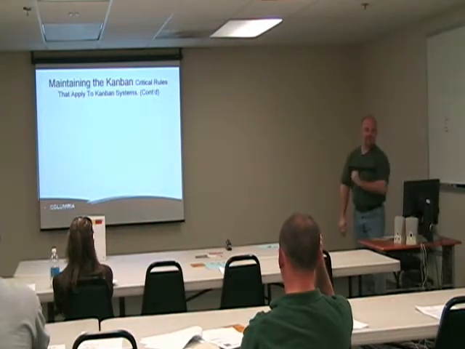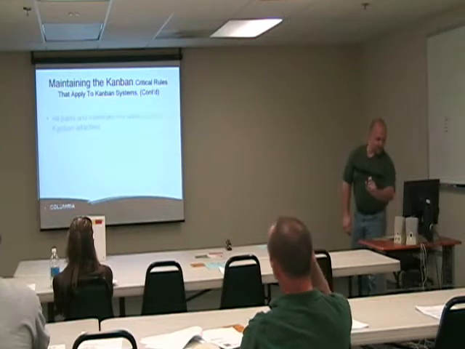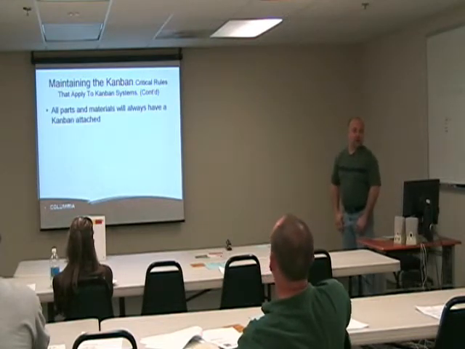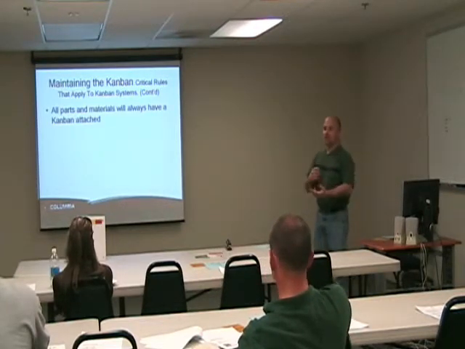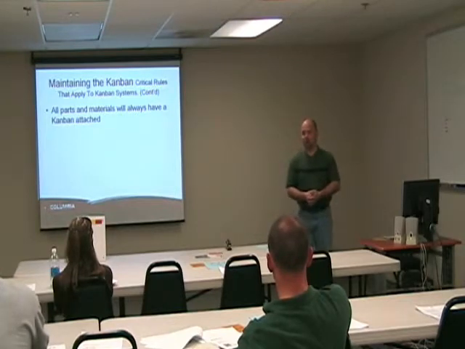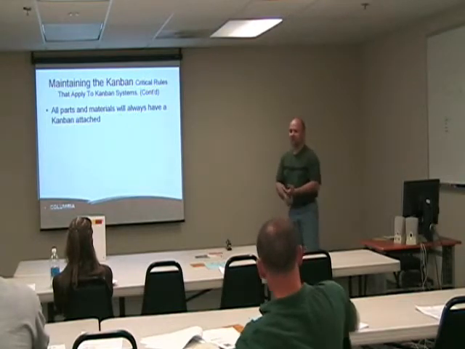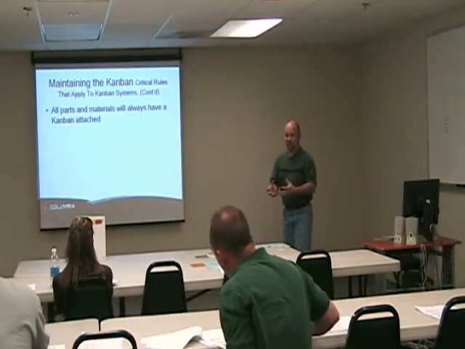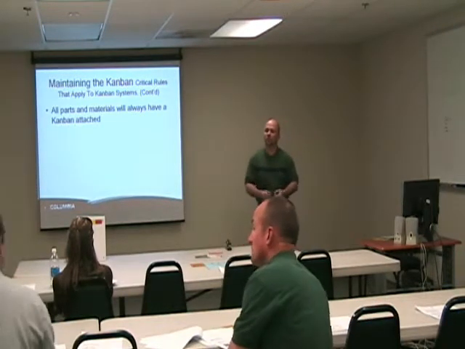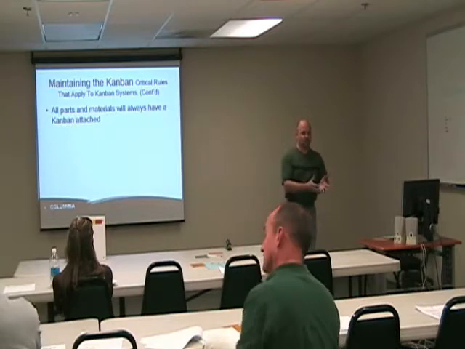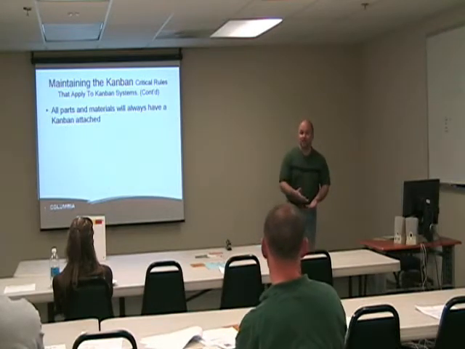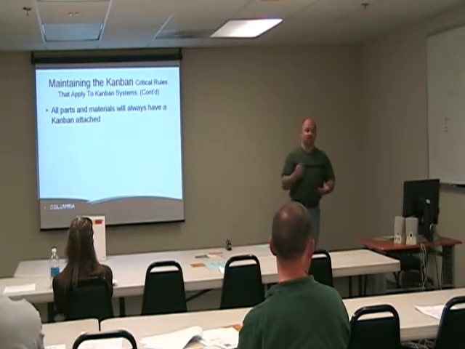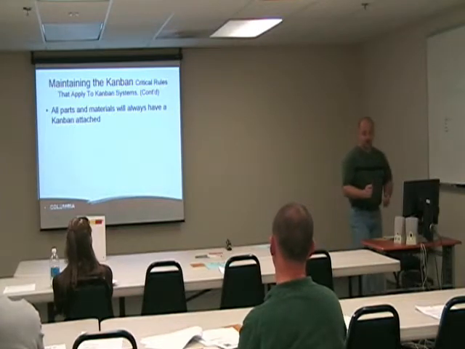Now, rules continue. All parts and materials will always have a Kanban attached. If there's no Kanban card attached to the part, you've got to say why. Is it NCR? Is something wrong with it? Why isn't this in our system? So we have to get people to look at this and find out what's going on, because we can't just move a part through there without being in our system. It'll throw everything else off. So it's got to have the Kanban card attached to it at all times.